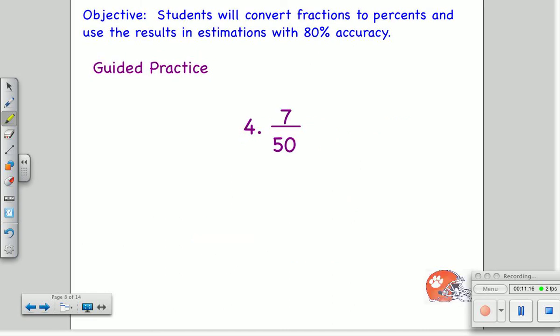Seven out of 50. What can I multiply by 50 to make it 100? 50 times 2 is 100. So I multiply the numerator by 2 as well. 7 times 2 is 14. 14 out of 100 is 14%.